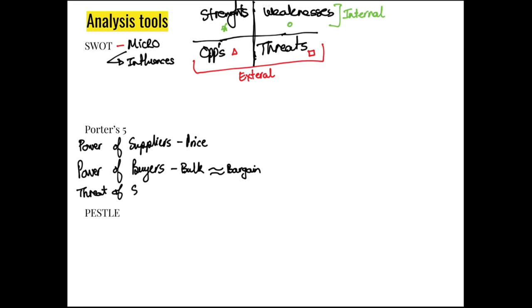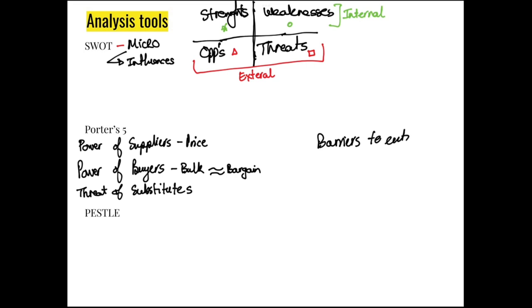Now the threat of substitutes is basically the idea of what people can buy instead of my product. So are there different products that consumers can replace mine with, maybe for a better price, maybe for better quality? So what is the threat of substitutes? You need to focus and figure out what my competition is like in the market environment. Then you've got barriers to entry.